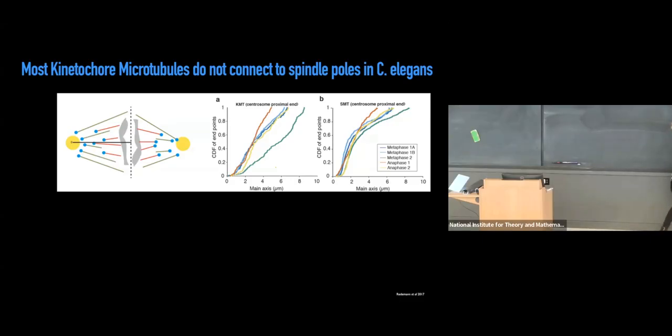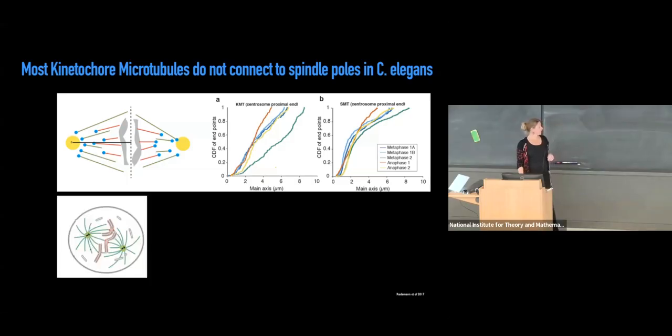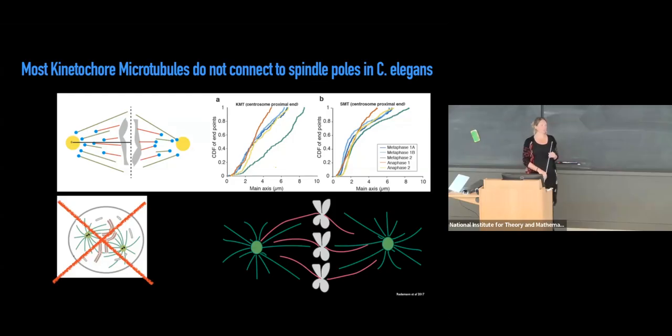So if you plot where the ends are for the different groups, you can see that for kinetochore microtubules, with the centrosome at 0 along the spindle axis, there are ends everywhere along the spindle axis. But if you look at the spindle microtubules, the majority of ends are very close to the centrosome, right? Again, in reality this cartoon is somewhat not correct, and it looks maybe a little bit more like this, naively. So most of the kinetochore microtubules here in C. elegans are actually not directly connecting to the pole.